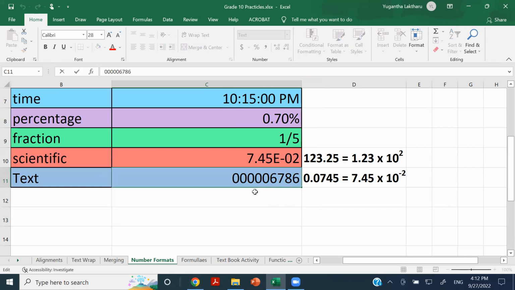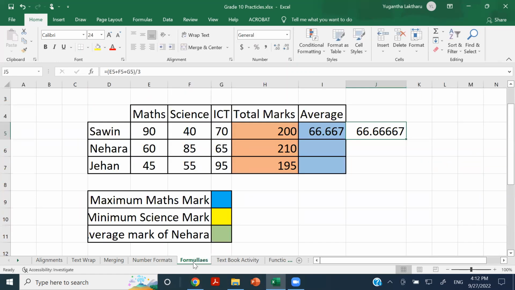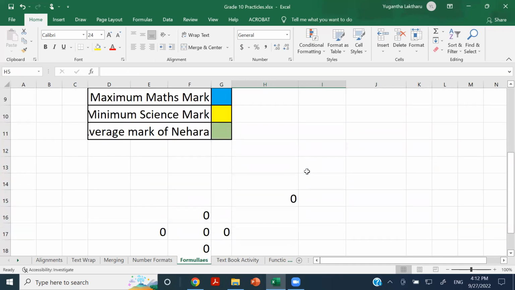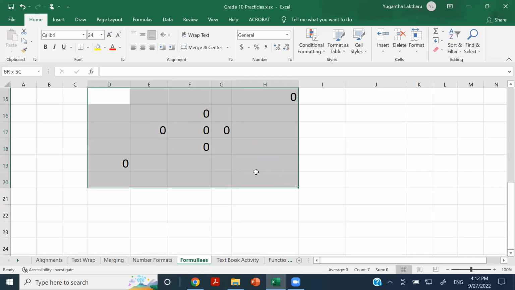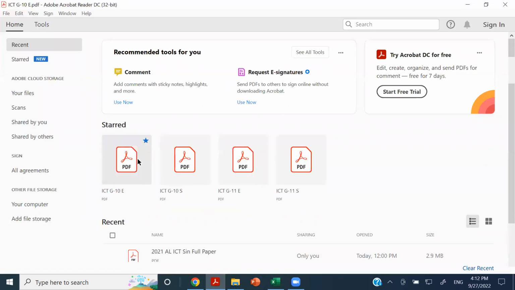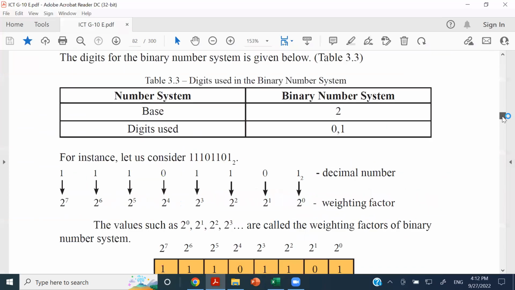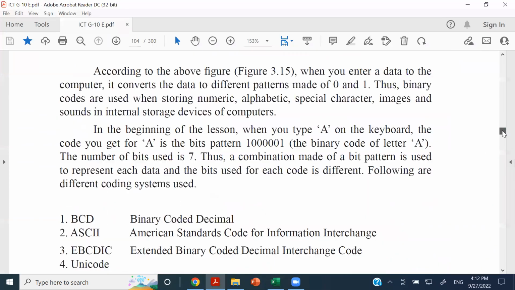So that's the formatting part regarding Excel, right? And next, we have to move on to formulas. And before we move to the formulas, we have to get to know about the operators. So to do that, let me take the textbook. There are some mathematical operators which are being introduced.